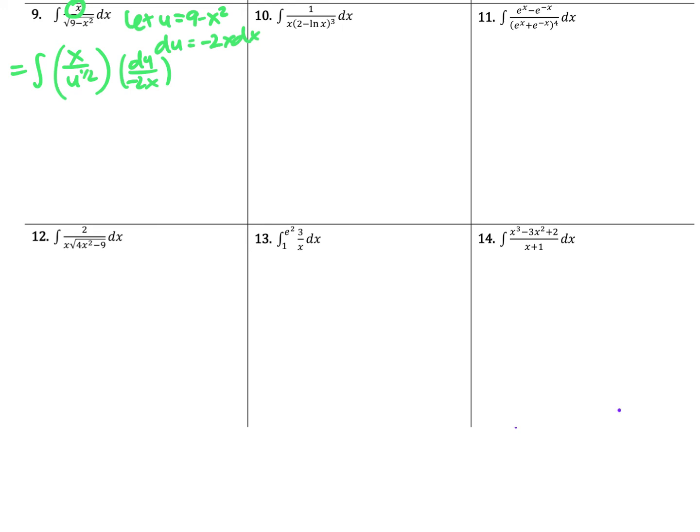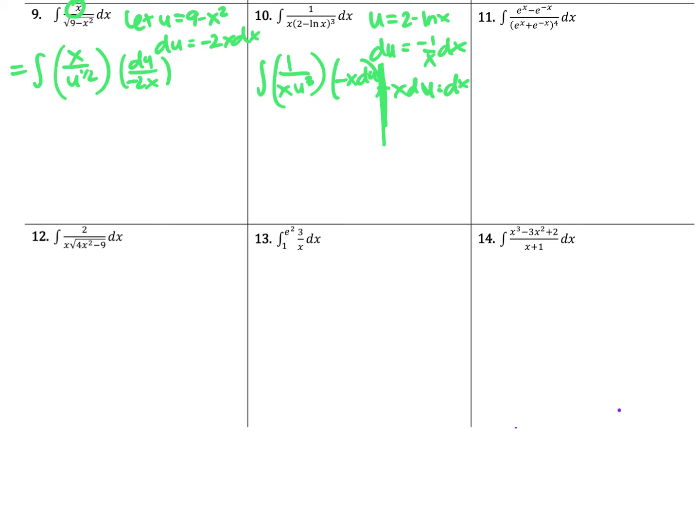On number 10, we have no idea how to integrate natural log, which automatically makes me jump to u substitution. So I'm going to assume that I'm probably going to let u be 2 minus ln of x. That's going to mean that du is negative 1 over x dx, or that negative x du equals dx. And then we can rewrite this integral as 1 over x times u to the 3rd times negative x du.